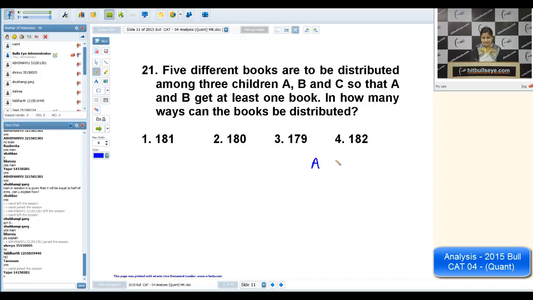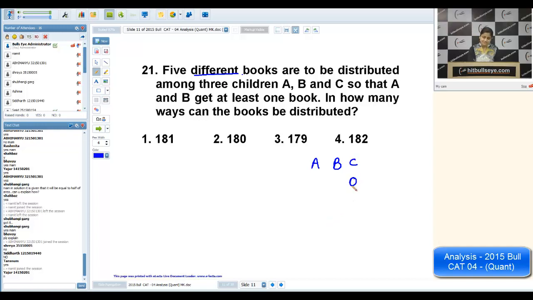See, what are the conditions given? A, B, C, there are three persons. Five different books. These were the key words here. Five different books are to be distributed among three children A, B, and C. Of course, we are talking about children, so all of them should be distinct. The next condition is A and B get at least one book. In how many ways can the books be distributed?